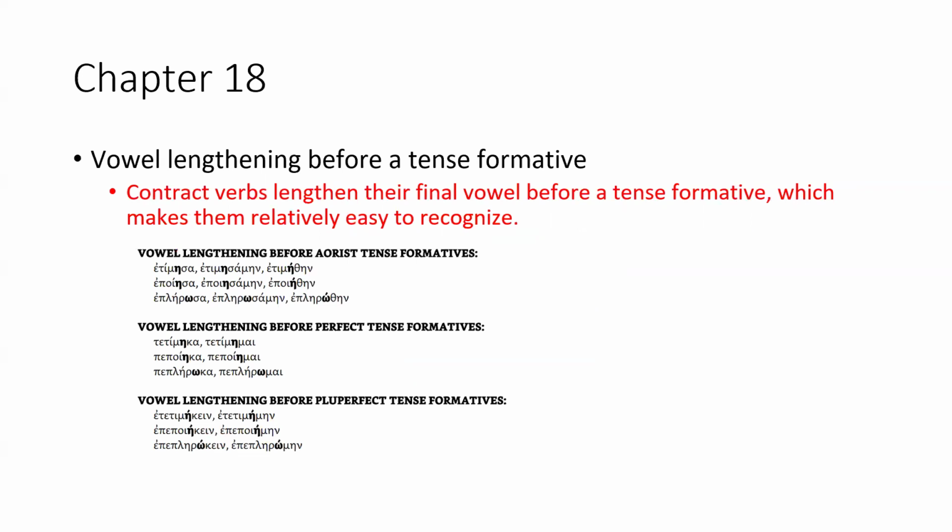So vowel lengthening before aorist tense formatives: etimesa, etimesamen, etimethain. Before perfect tense formatives, you see tetimeka, tetimemai. Vowel lengthening before pluperfect tense formatives: etetimekain, etetimekei. So you can look through those examples.